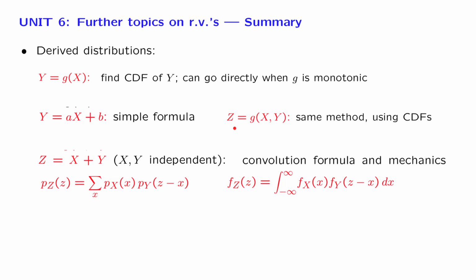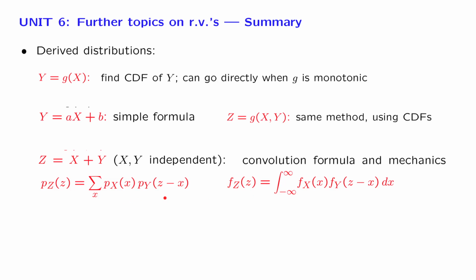Moving further, a very interesting and important special case of a function of two variables is when we take those two variables and add them. If those two variables x and y are also independent, then there are nice formulas for the distribution of z. In the discrete case, there's a formula, and there's an analogous formula in the continuous case where, as usual, the PMFs get replaced by PDFs and sums get replaced by integrals.